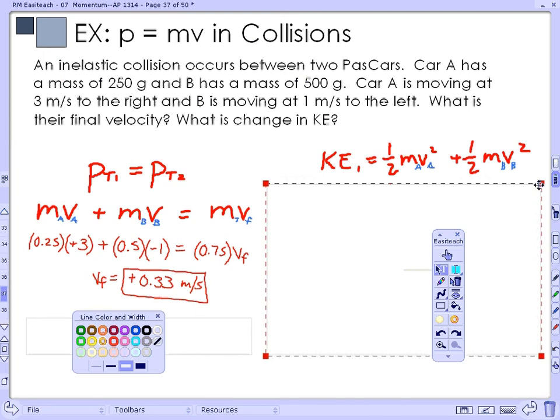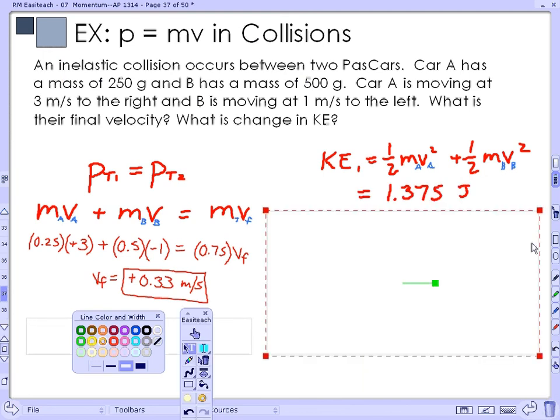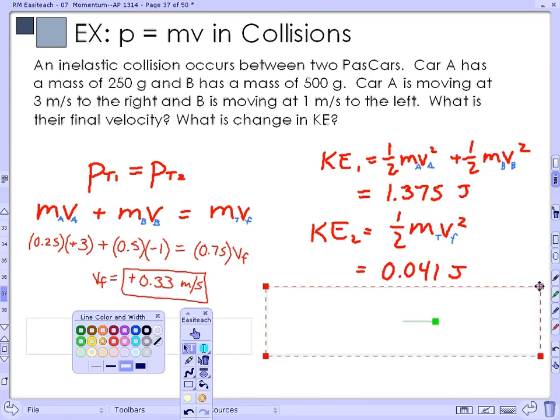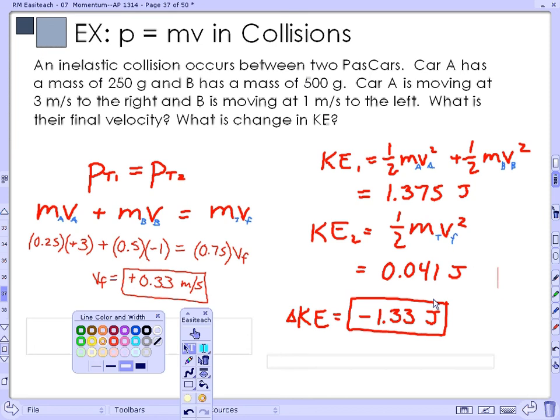So now I'm just going to plug in. The kinetic energy in the beginning was 1.375 joules. The kinetic energy at the end, I really only have one object, right? So the kinetic energy at the end was 1/2 times total mass times the final velocity squared. You end up with 0.041 joules. This may seem weird, but if you think about what inelastic collisions are, it makes sense that some energy was lost, and in fact the change was negative 1.33. Why does it make sense to you guys that it should be a negative? It should be a loss of kinetic energy. There should be less kinetic energy at the end. Does that make sense to you?